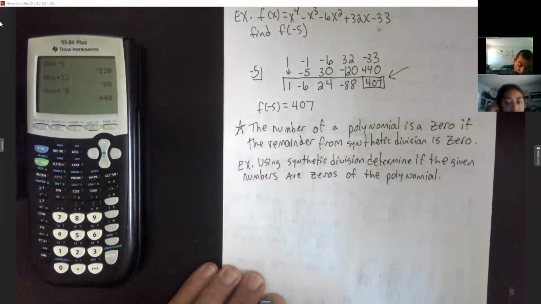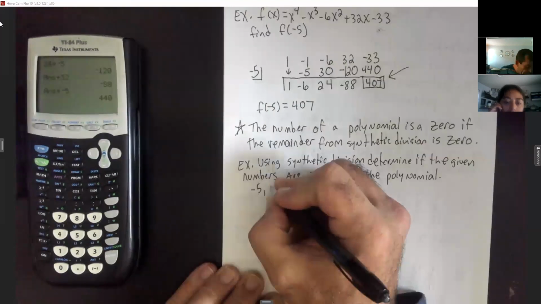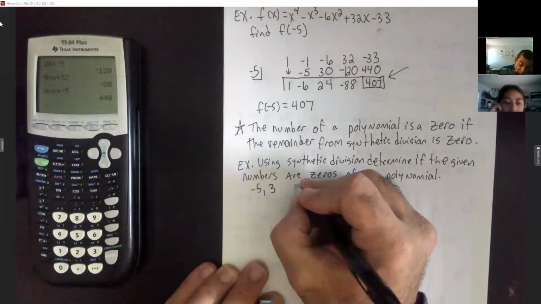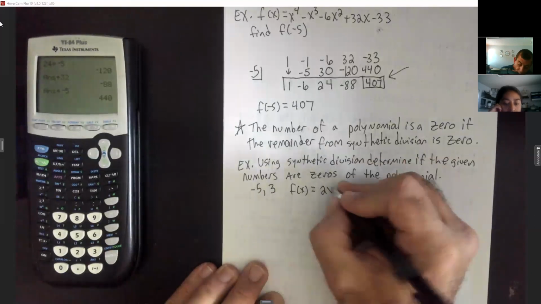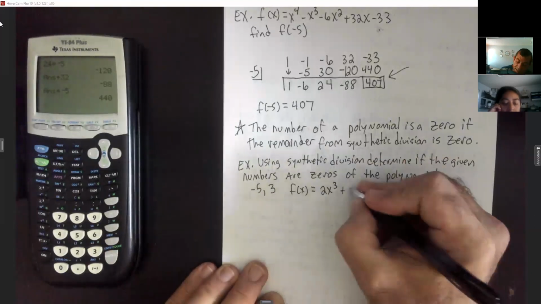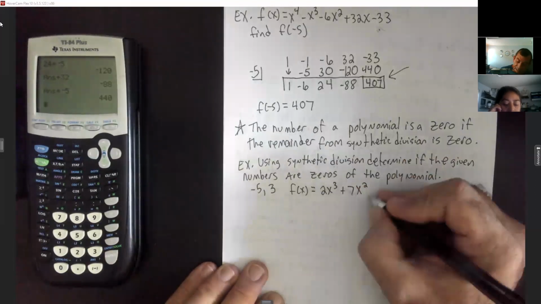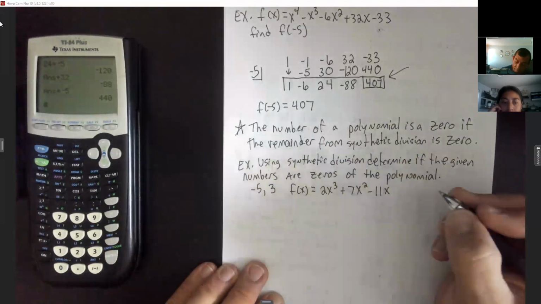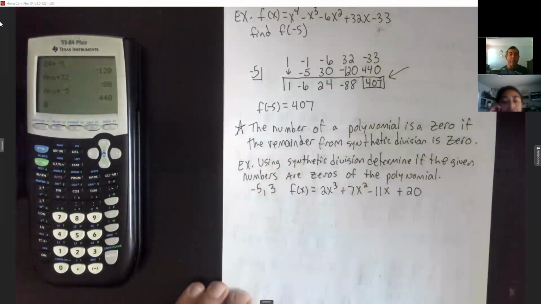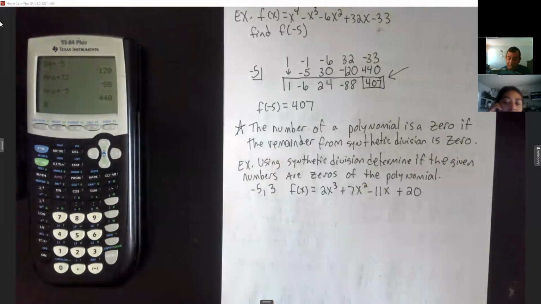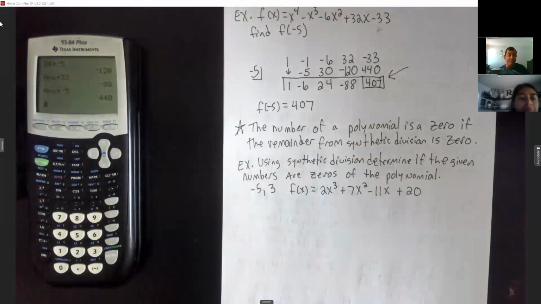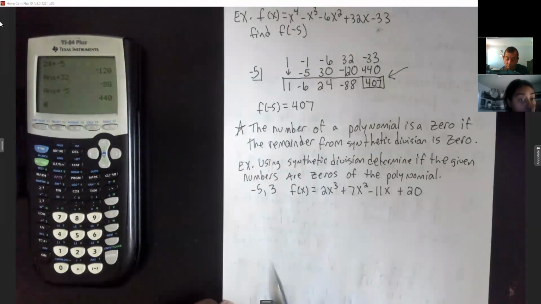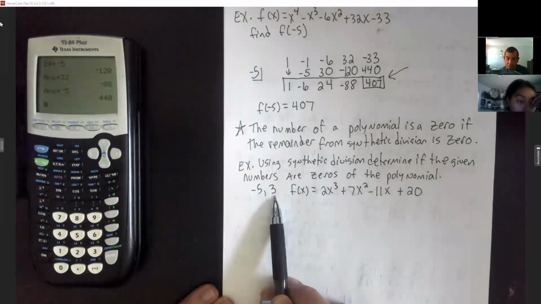All right, so they want me to check two numbers, negative 5 and 3. My polynomial is going to be f of x equals 2x to the third plus 7x squared minus 11x plus 20. So I'm going to check these two numbers and see if they're zeros. These answers will be yes and no answers, okay? And remember, in MATLAB, put them in the order that they're giving them to you on here. So answer the negative 5 first, and then we'll answer about the 3.